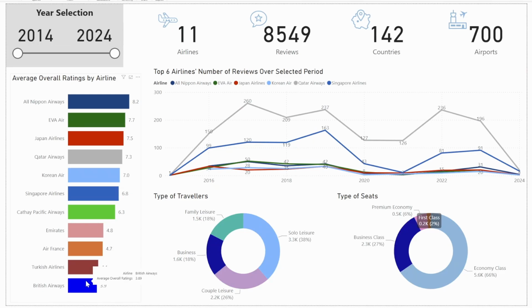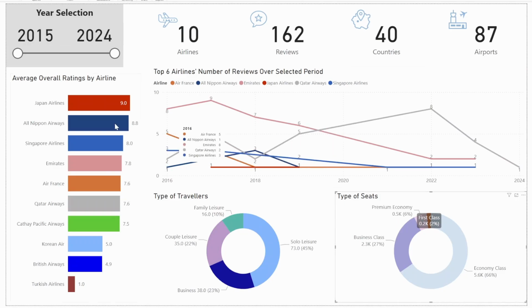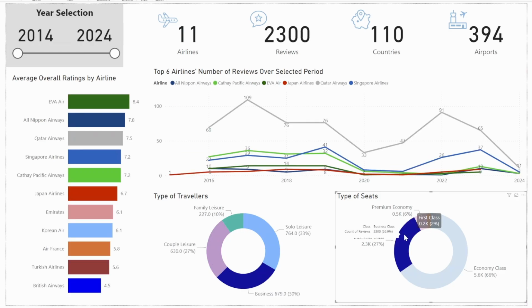On the bottom section, we have the customer demographics, which show the type of travelers and the type of seats being purchased. One interesting point is that customers who bought first-class seats generally rated Japan Airlines as the highest, and business class passengers rated EVA Air as the highest.